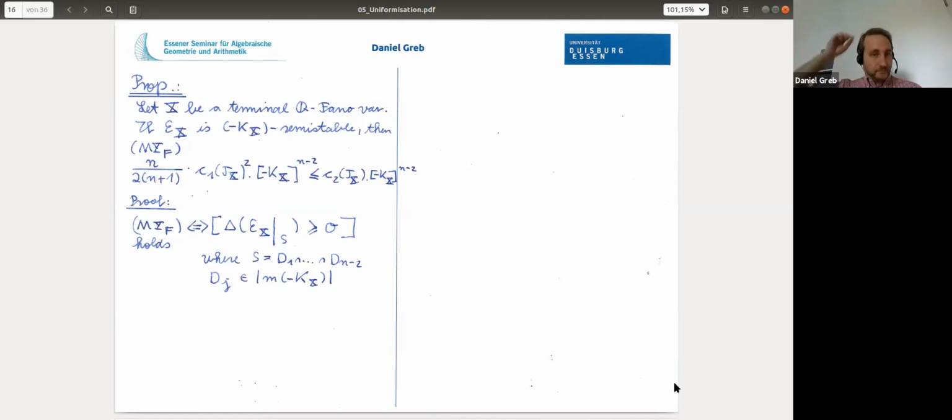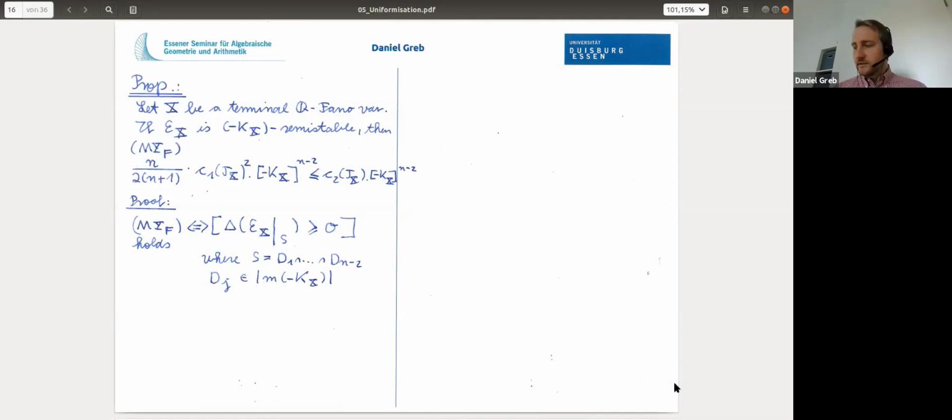Now if you assume that this extension is semi-stable with respect to minus K_X, then the Miyaoka-Yau inequality holds. So the correct condition for the Miyaoka-Yau inequality to hold is exactly semi-stability with respect to minus K_X of this canonical extension. And the proof is easy.